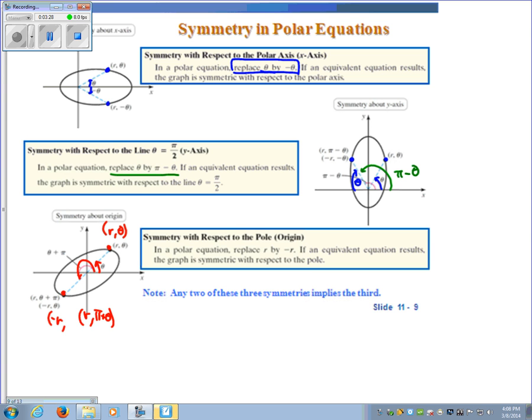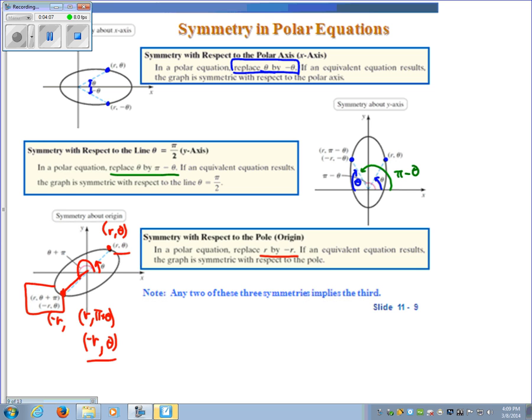Or you could use the angle theta again, but now go the opposite direction through the pole and make it a negative r. So this point over here could have the coordinates either (r, theta plus pi) or (negative r, theta). Okay? So be careful with symmetry about the origin, because you have to check first. Replace the r with a negative r and see if you get the same equation, because you see here that if (r, theta) is on the graph and (negative r, theta) is on the graph for every r and theta, then you will have symmetry about the origin.